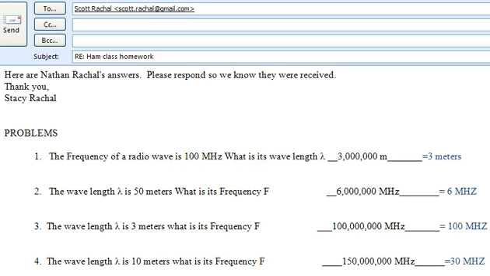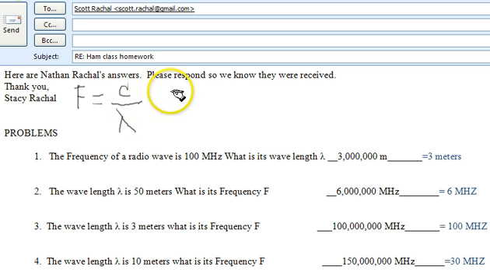I see we've confused you, and I think the confusion comes because you've actually thought about it a little more than some of your classmates. So let's start with the formula for frequency. The formula for frequency is the frequency is equal to the speed of light c over the wavelength.